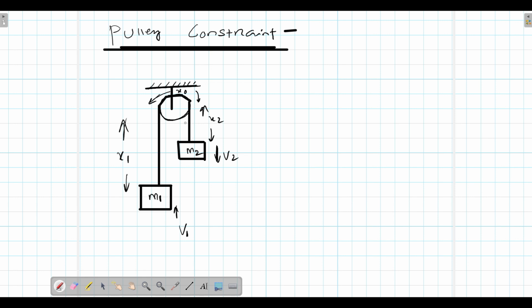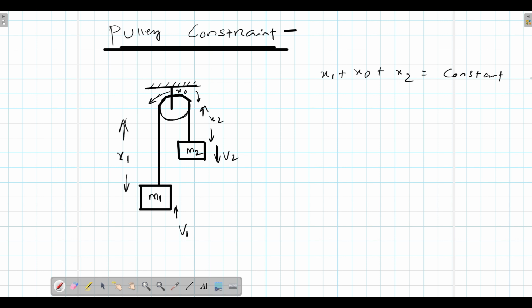Total length of the string is constant. Previously we have studied total length of the string is constant. That's why velocity and acceleration remains constant at each and every point of the string. So we can write as total length is constant, X1 plus X0 plus X2 equals to constant.